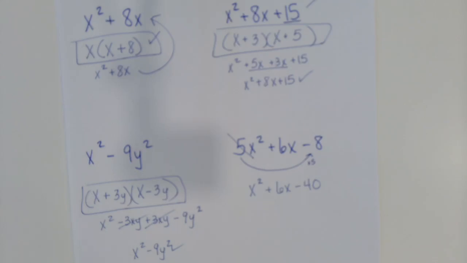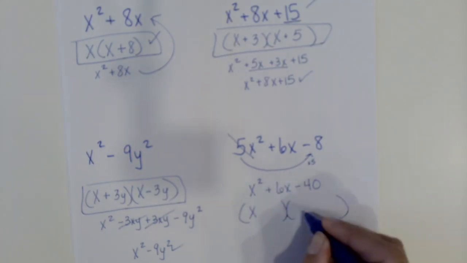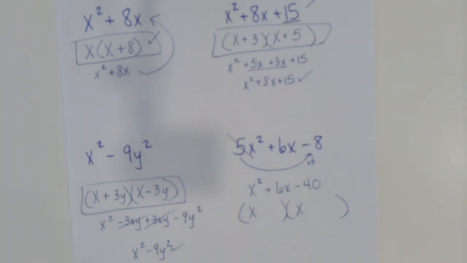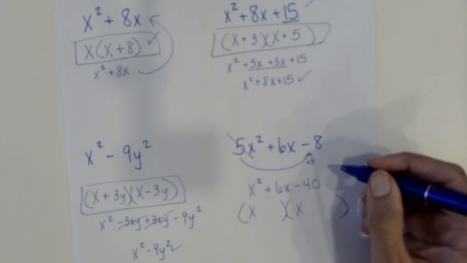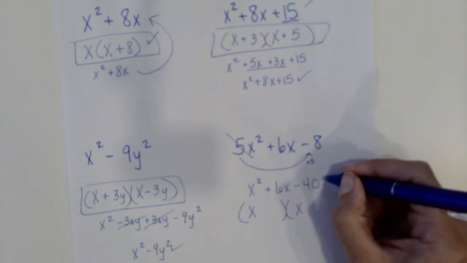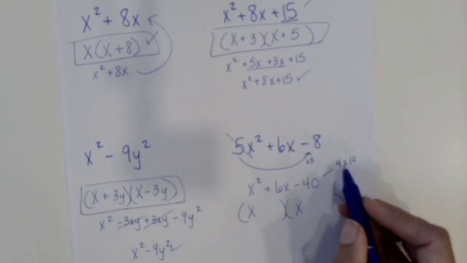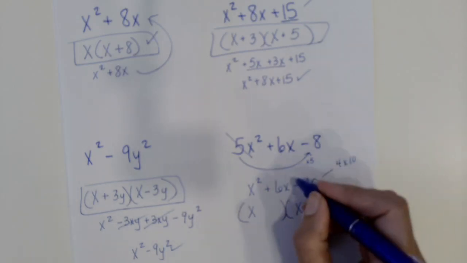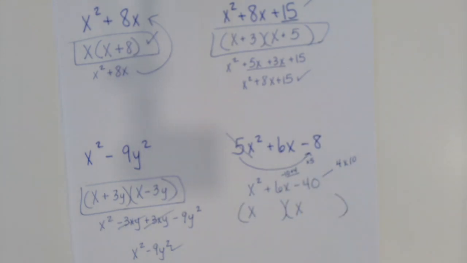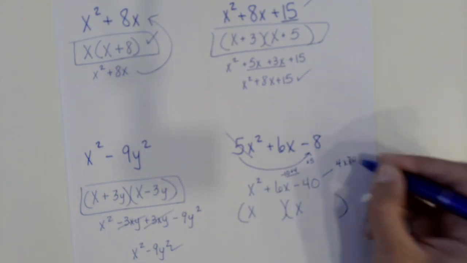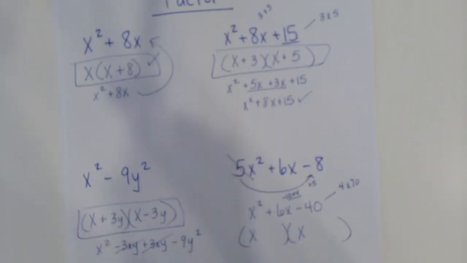Okay? And now we need to figure out x times x. Now, we are going to be doing what numbers multiply for 40? Well, we have 4 times 10. And also, if we made this a negative 10 plus 4, would that equal 6? Yes. So we know it is 4 times negative 10 for negative 40.